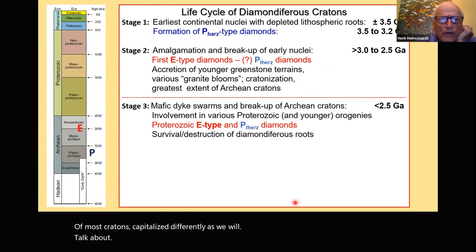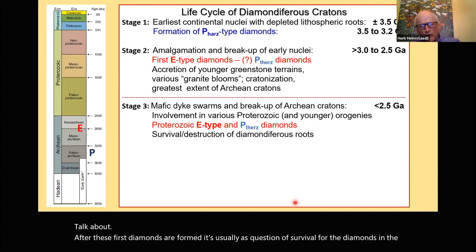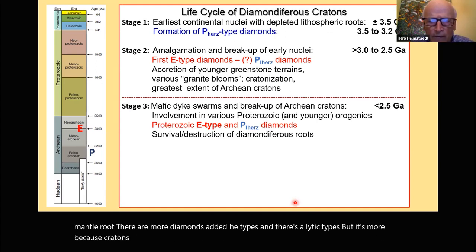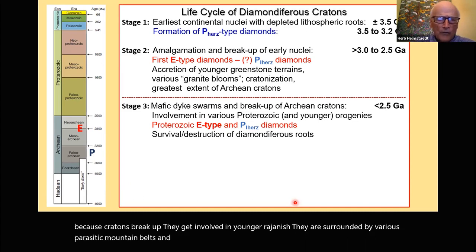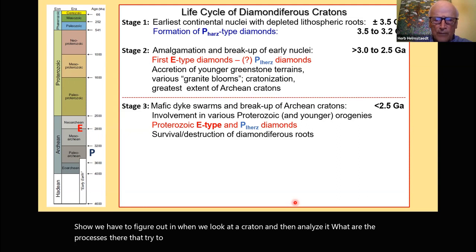After these first diamonds are formed, it's usually a question of survival for the diamonds in the mantle root. There are more diamonds added, E-types and lherzolitic types, but it's more because cratons break up, they get involved in younger orogenies. They are surrounded by various Proterozoic mountain belts and so forth. So we have to figure out, when we look at a craton and analyze it, what are the processes there that try to destroy the diamond, the different mantle roots.